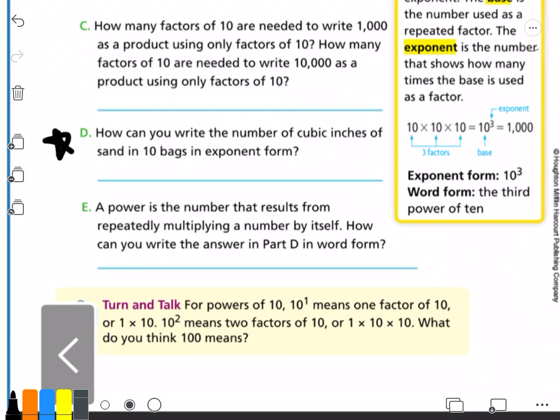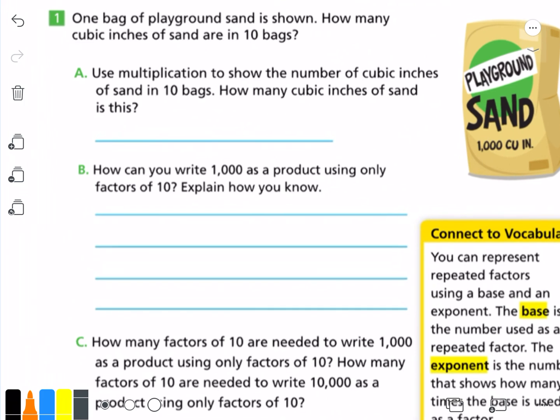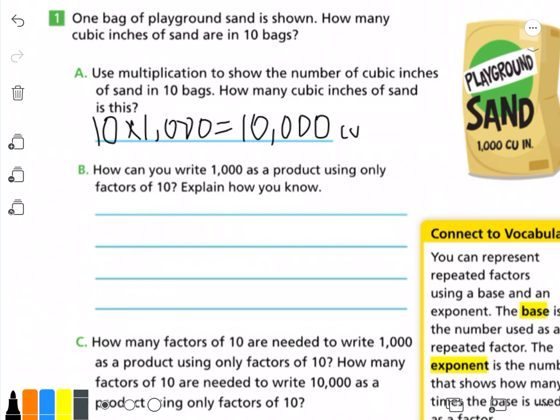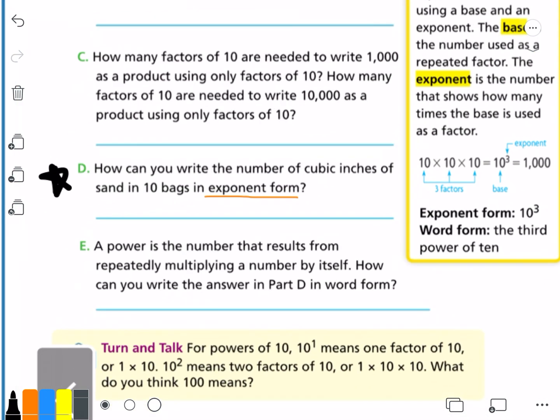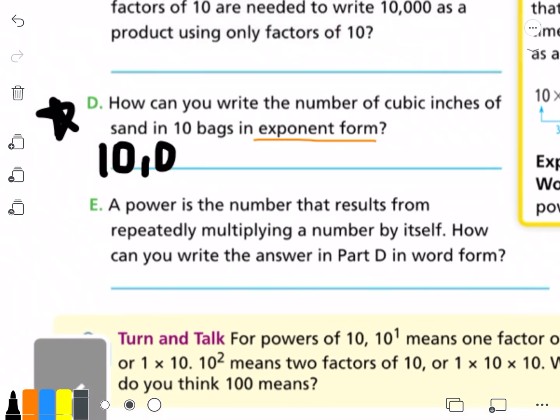How can you write the number of cubic inches of sand in 10 bags in exponent form? Kind of talked about exponents. So if your answer is still up there, I want you to look back at A. You should have 10 times 1,000 equals 10,000 cubic inches. So your answer is 10,000. What they want to know is you have 10,000 cubic inches of sand for your 10 bags.